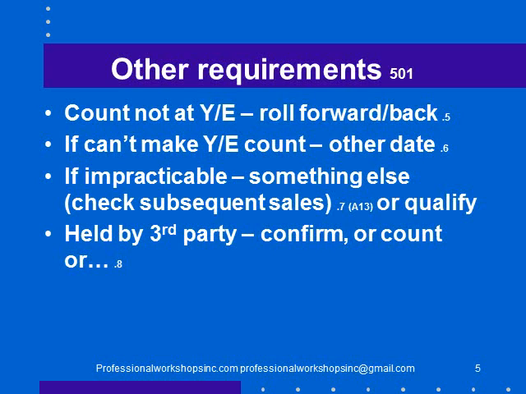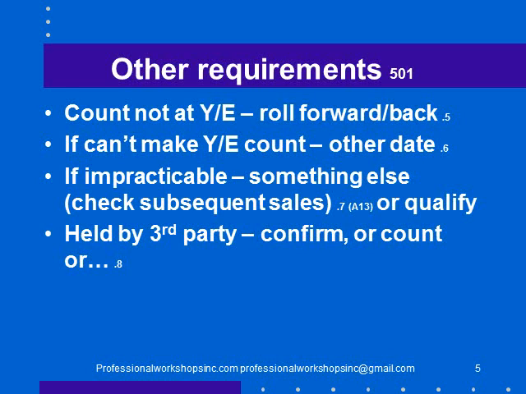Now, they do give you a note. If it's impracticable to attend inventory, maybe we can do something else. Maybe we can check subsequent sales, and that will satisfy us that the inventory must have existed at year end. And if that doesn't work, we have to qualify our audit opinion.